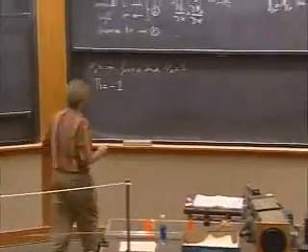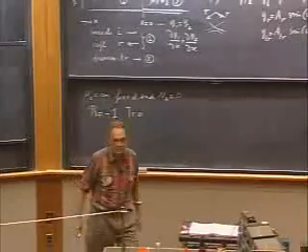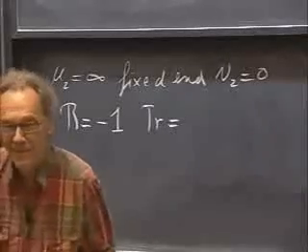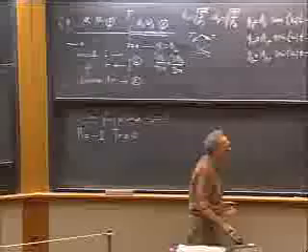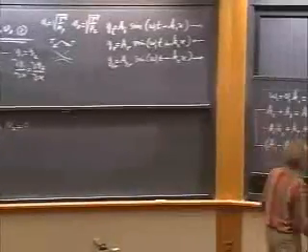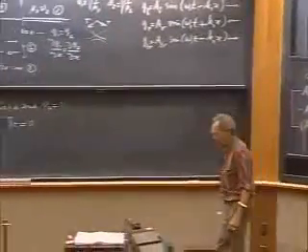A fixed end. And what do you think TR is going to be? What do you think it's going to be? 0. Nothing goes through. And look at it. If V2 goes to 0, TR is 0. So aren't we happy?